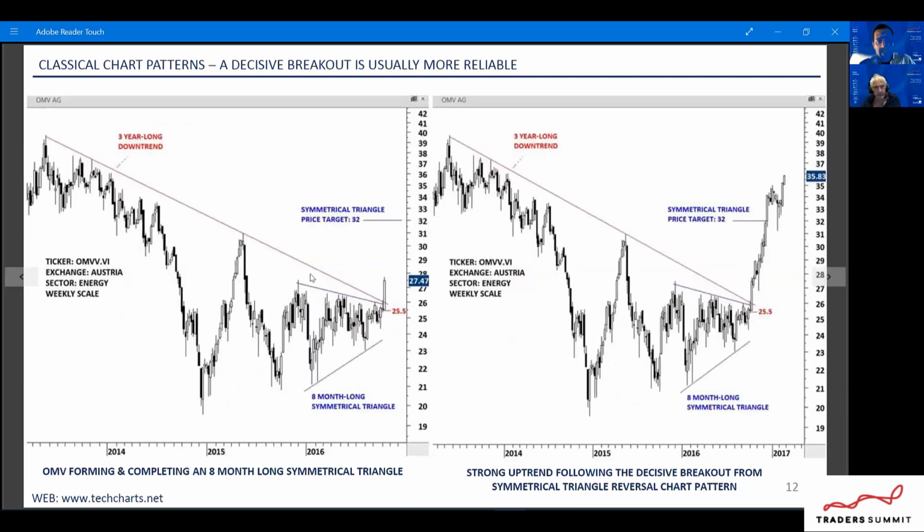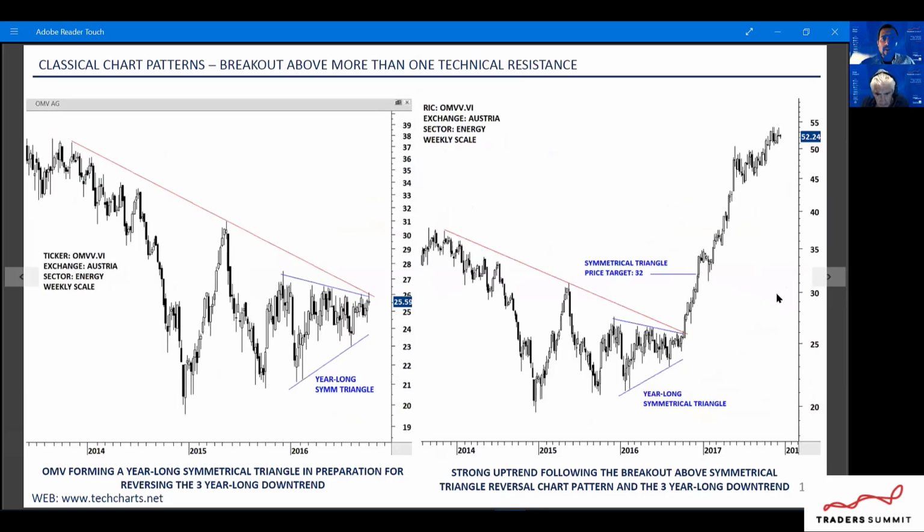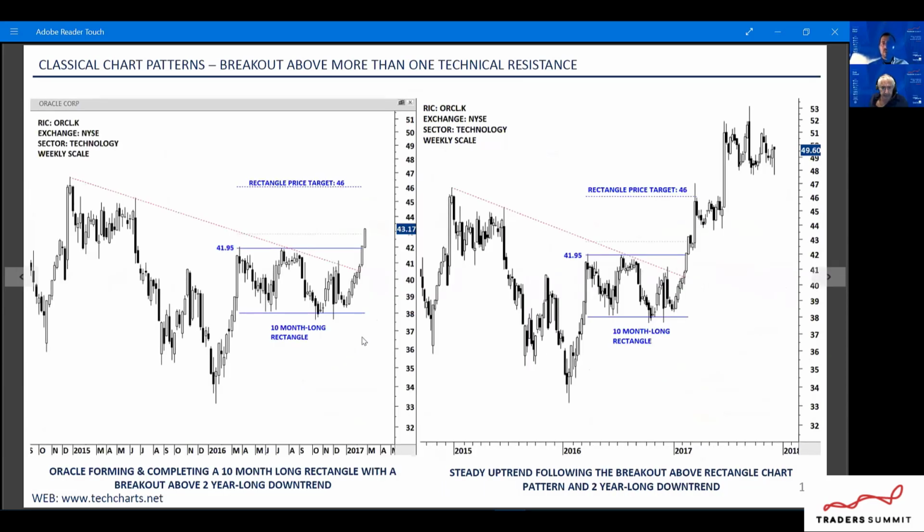Strong breakouts, again, a decisive move, usually is followed by a strong trend. Breakout above more than one technical resistance. So we have a year-long symmetrical triangle forming as a reversal, and we have a trend line at the same level. If you're breaking above more than one technical level, that's better than breaking above one technical level. So that's another concept. It's like confluence. Yes.